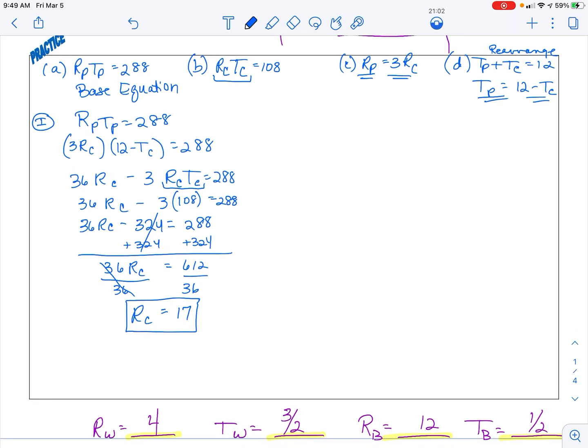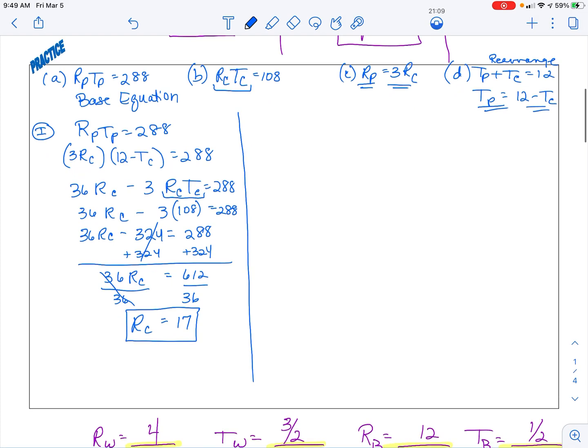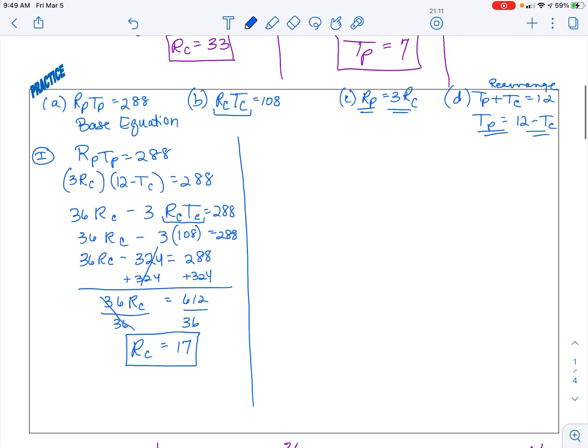Okay, so I figured out that RC is equal to 17. Okay, so now that's the first one. I didn't leave myself much room up here to write what each variable is, so I'll just color mine in here in yellow. I'll highlight them as I get them. Okay, so there's RC.